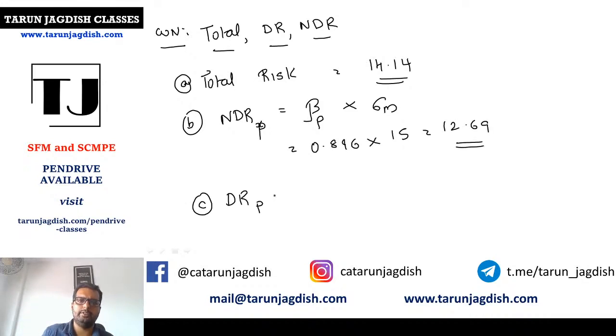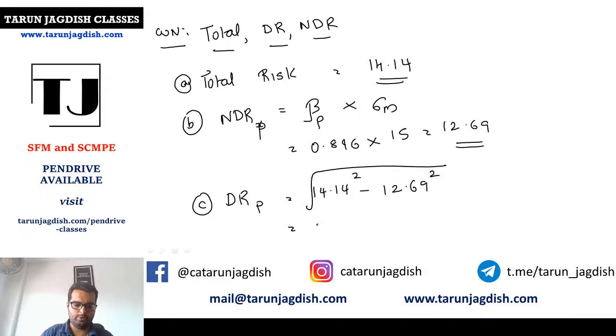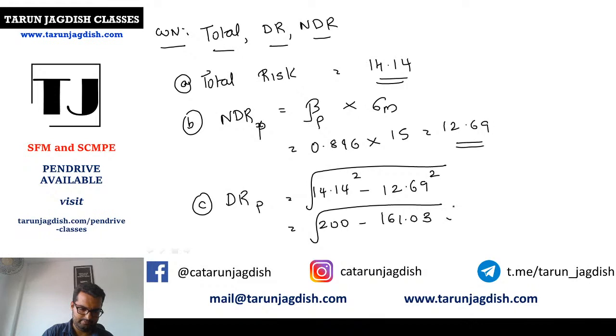Point number C, diversifiable risk of portfolio will be total risk square minus non-diversifiable risk square, the whole square root. That will be 200 point something, 161.03, the whole square root. I'll get the answer approximately as 6.24%. Can you write down this also and finish it off?